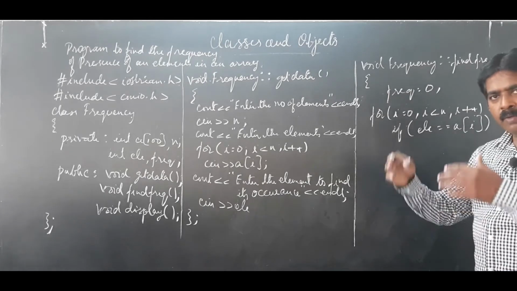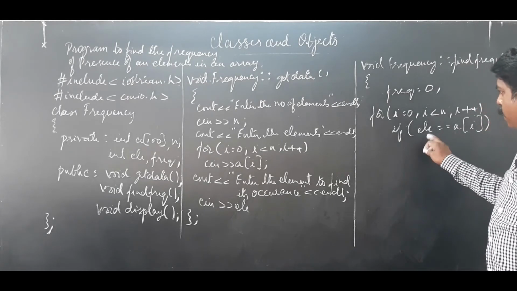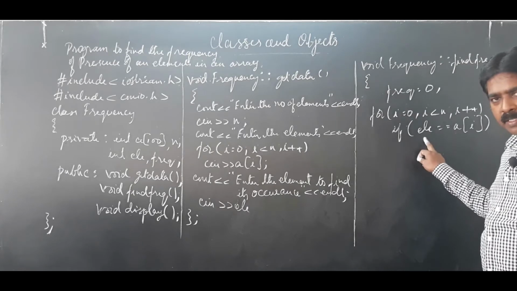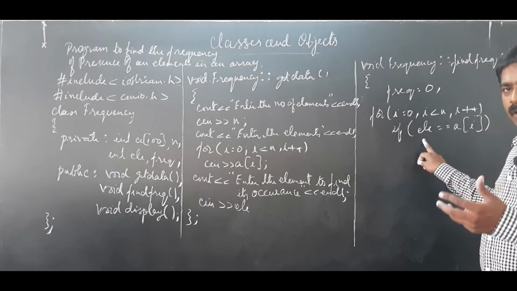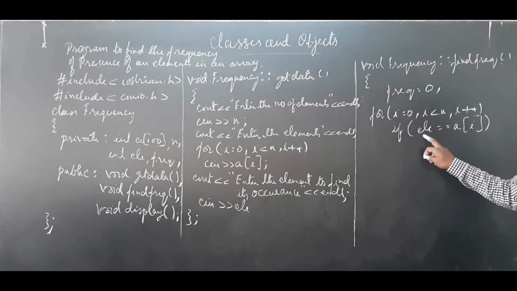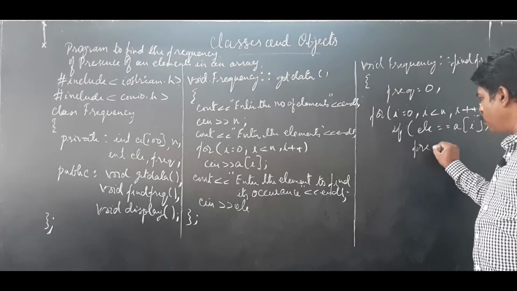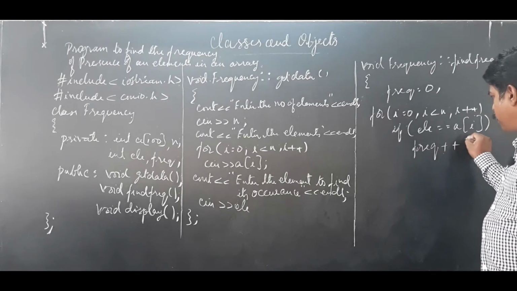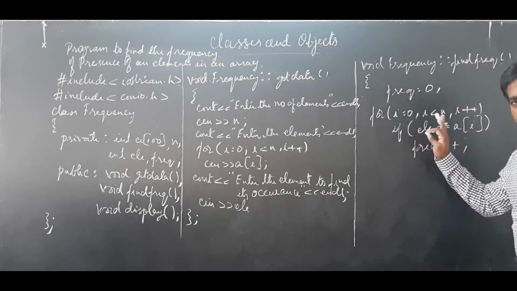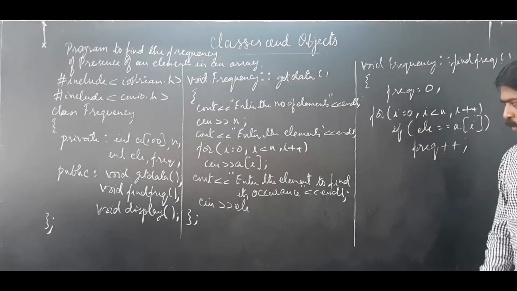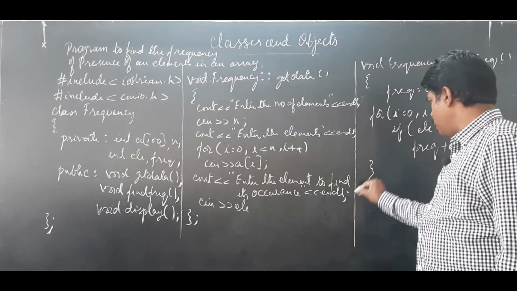As we move on with the array, we check whether this finding element is found or not in this array. So ELE double equals A of 0. If it is found, we are going to increment the counter, frequency plus plus. Its explanation has been given in the previous class. Kindly go through it. Then I close it.